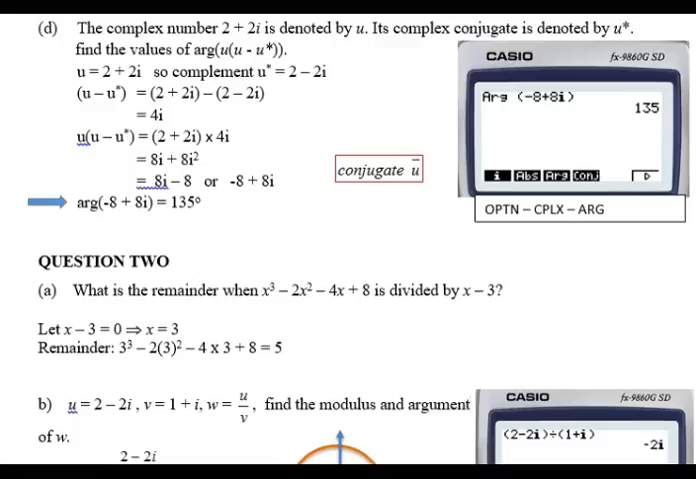Now the next step is to find the argument of that. And as always, there's going to be many ways to do it. Perhaps the simplest is straight off the calculator here, the argument of negative 8 plus 8i, answer 135 degrees. Degrees or radians, doesn't matter, whatever's equivalent.